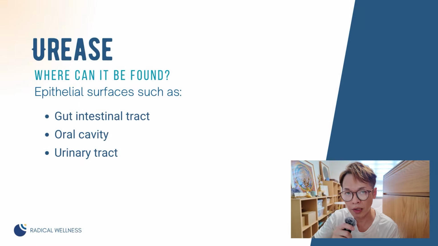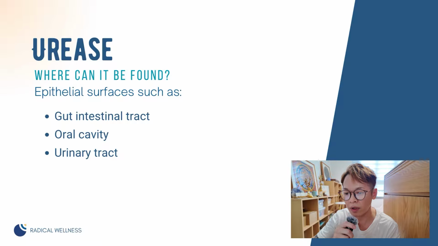So right now we will go through where urease activity can be found and how they can affect our health. Urease produced by these bad bugs are usually found on human epithelial surfaces, which include our GI tract, oral cavity, and urinary tract. And urease activities are critical and often show negative effects in medicine.